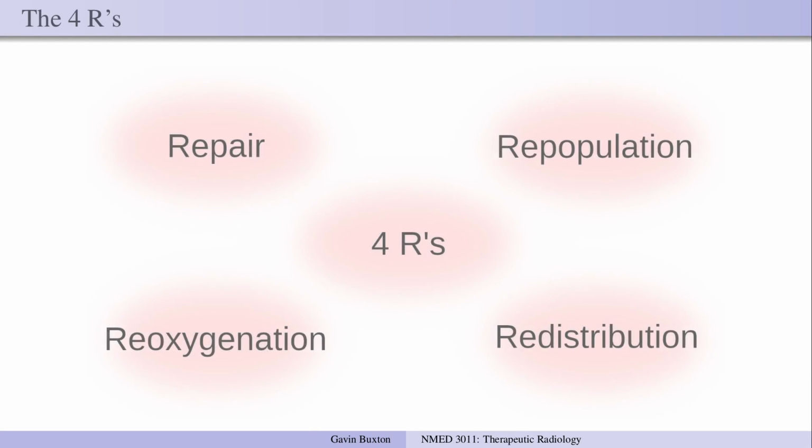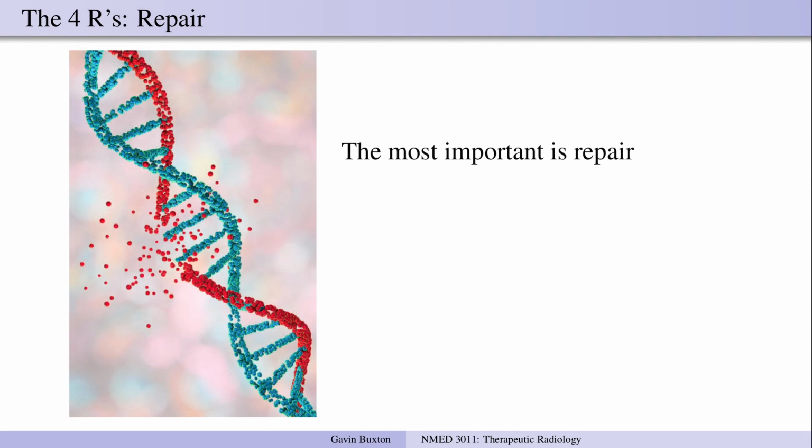To start with, let's consider the 4 R's of radiotherapy. These are repair, repopulation, reoxygenation, and then redistribution. We'll talk about all of these 4 R's in turn. However, the first R, repair, is the most important.